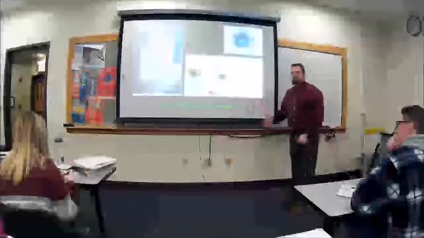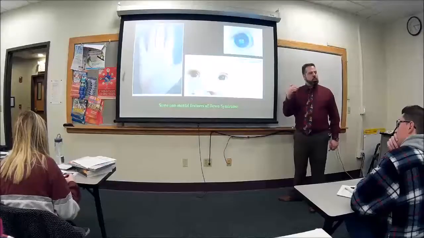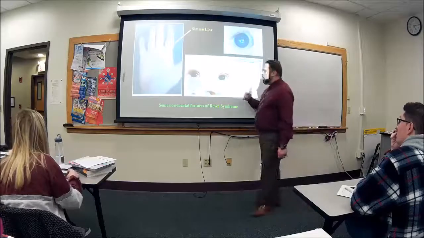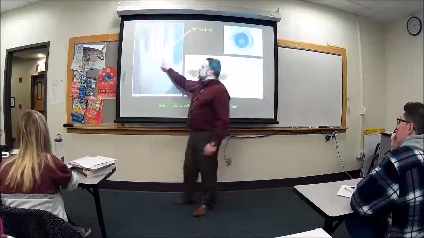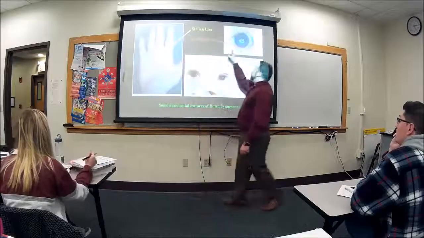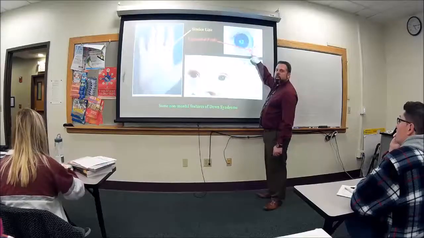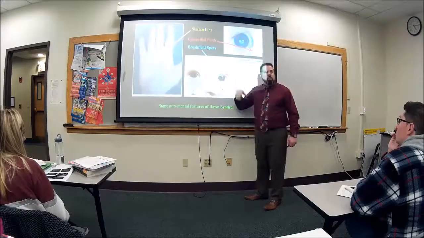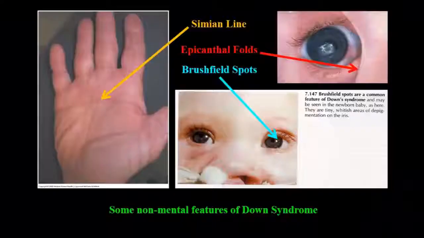And these are other things. So we know that Down syndrome has a decrease in mental capacity. But there's other non-mental features. You have this simian line that happens in the palm. You also get these epicanthal folds over here. And if you see these little dots that go in your iris, those are called Brushfield spots.